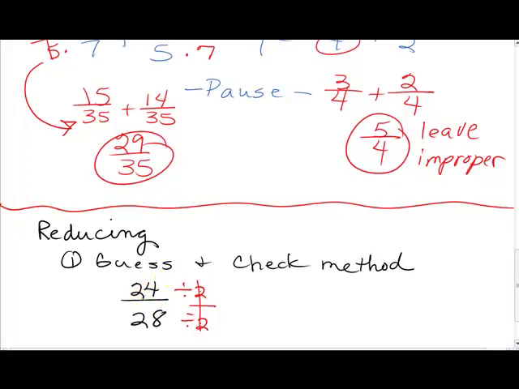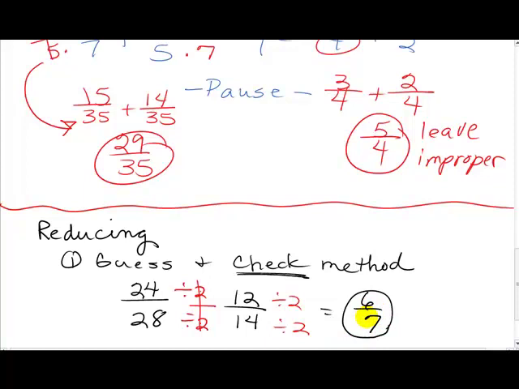24 divided by 2 is going to give me 12. 28 divided by 2 will give us 14. When you look at this, this is where the check part comes. 12 and 14 are both still even. So we'd have to do it again, the division. So divide by 2, divide by 2. So now I have 6 over 7. 6 isn't prime, but 7 is. And that's a pretty good indication that your number is reduced.